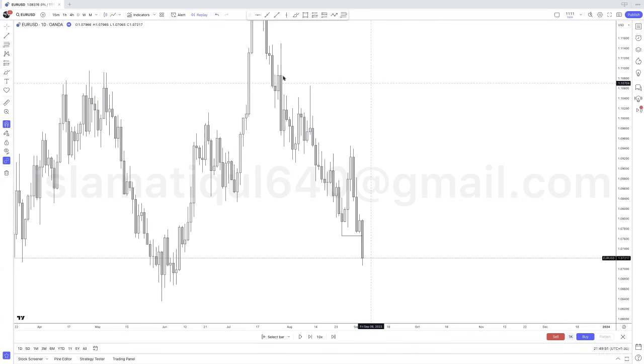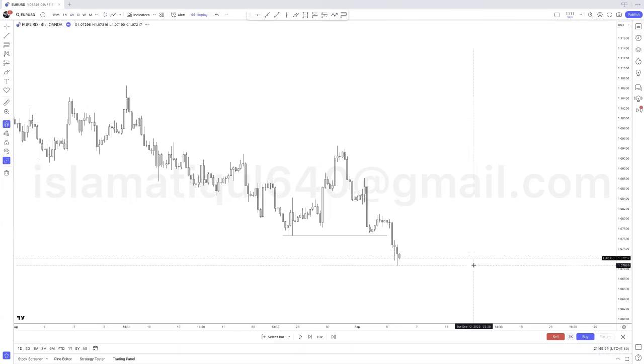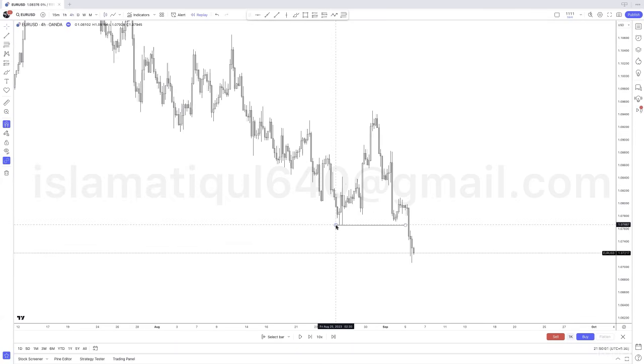Can you show the indicator name, bro? One of my friends sent it to me, bro, so I'll send it to you on Discord. Okay, I have the source code or something.